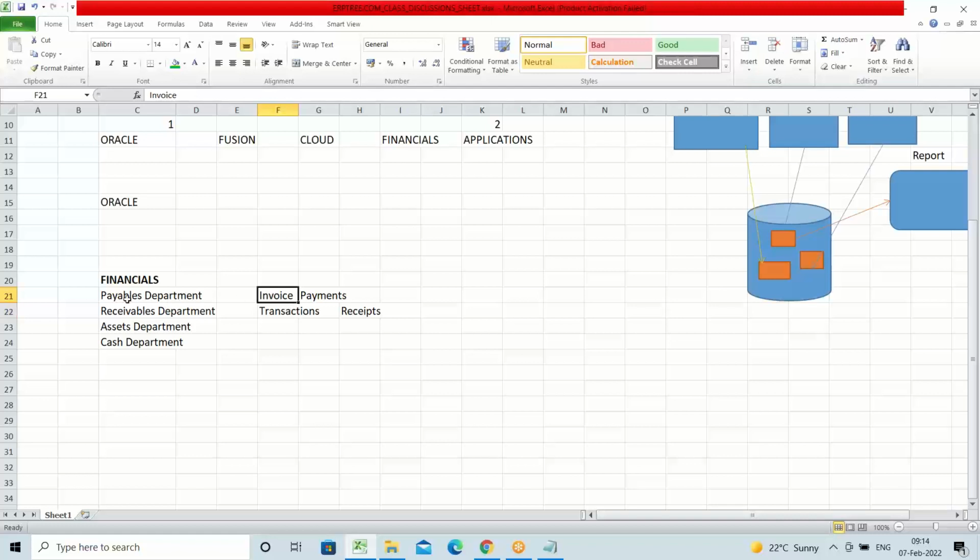Payables department, they record the invoice and they make the payment. Within the invoice, we can have who is the supplier, what is the supplier address, how much amount we have to pay, when we have to pay, how we have to pay, where we have to send the payment, all the details. And for the same invoice, we can make the payment by using our bank account.